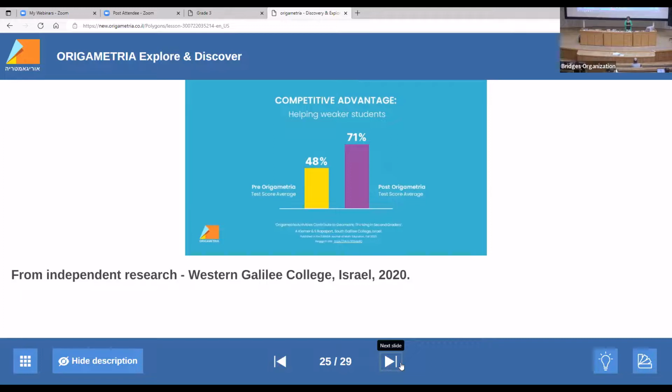And we know after COVID, this is a very strong topic because the strong people can manage, can take a private teacher, but the weak don't. So I know this year there are going to be a few more research studies about Origametria. Of course, I have nothing to do with this research. They do it independently, and even the college buys the membership for Origametria and does the research.